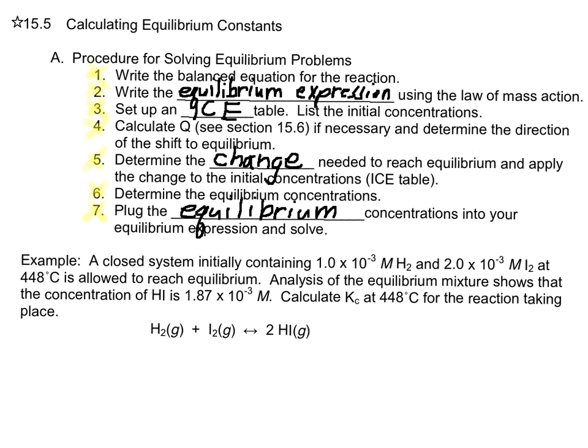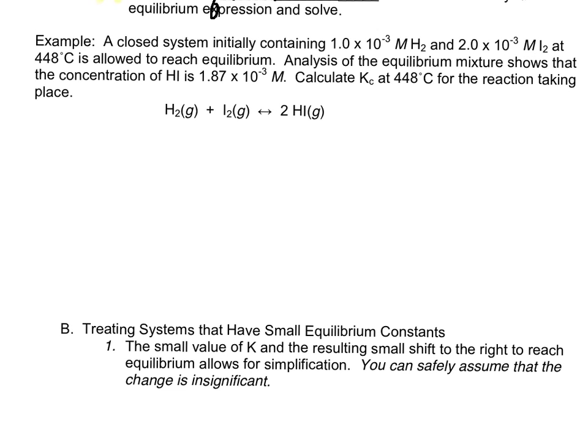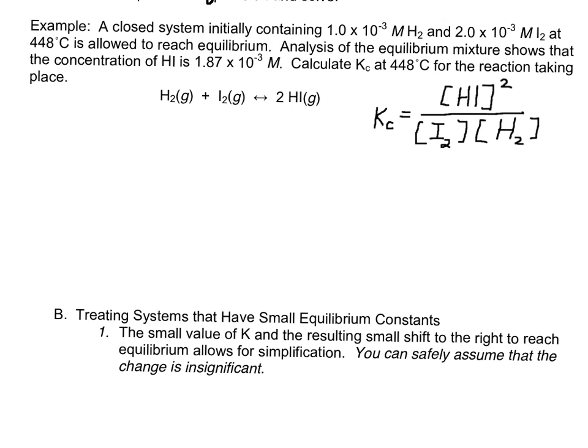It is really important that you only use the equilibrium values for your problem. Don't use the initial or the change. So let's go through an example of this and see how this is done. It goes ahead and gives us the balanced chemical equation. That's good. So the next thing I'm going to do is write my equilibrium expression. Alright, so here's my equilibrium expression. I can include all three in my equilibrium expression because all three are gases.